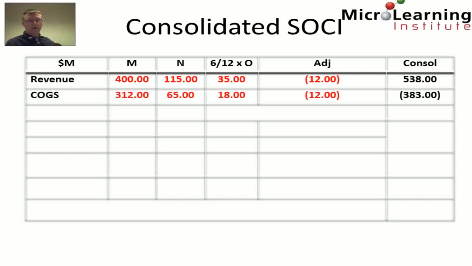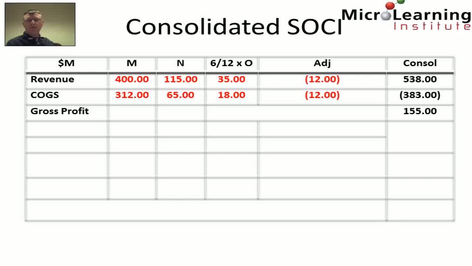Similarly, in relation to cost of goods sold, we again take all of Marchant's, all of Nathan, and 6/12 of Option's cost of goods sold, and again we eliminate the intercompany cost of goods sold. Just a note in relation to note 4, as the goods were transferred at fair value, there is no intercompany unrealized transfer profit, so there's no adjustment for unrealized transfer profit in the closing stock of the receiving company. So again, our cost of goods sold equates consolidated to $383 million, giving us a gross profit figure for the period of $155 million.